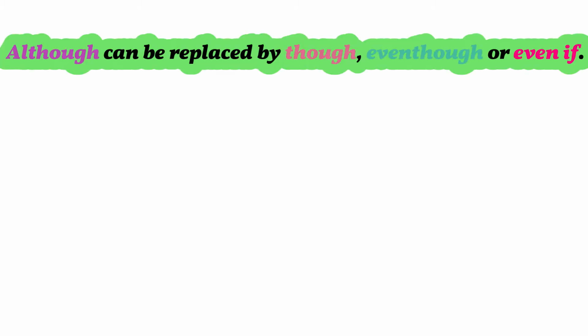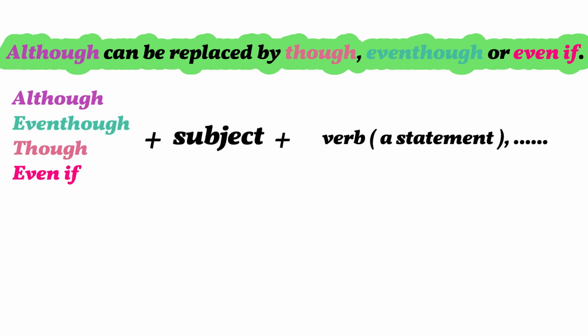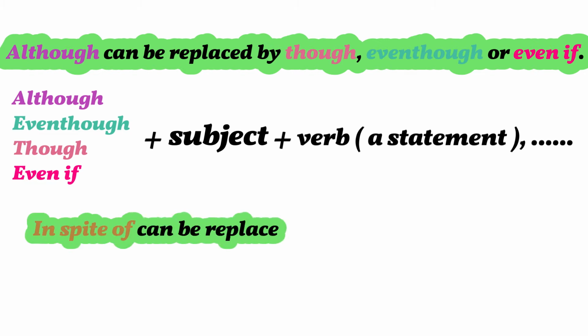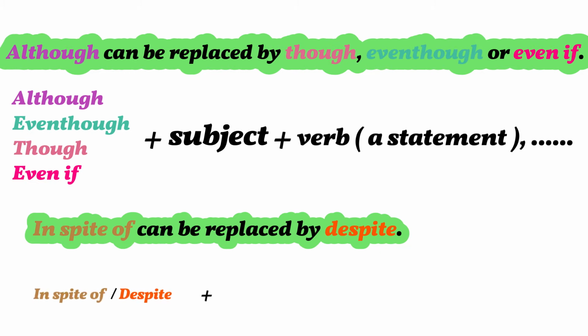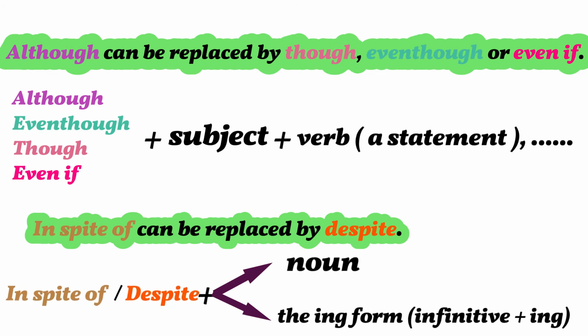Using the discourse markers of concession, we said we have although, though, even though, and even if. So they're the same, these ones, right? To use them, we have although, even though, or even if plus subject plus verb. It's a sentence, it's a statement, and the second statement. However, we have also in spite of, which can be replaced by despite. They are the same, and these are followed by either noun or the ing form, the base form of the verb plus ing. It's a gerund.